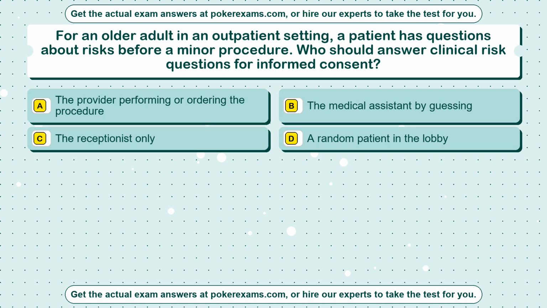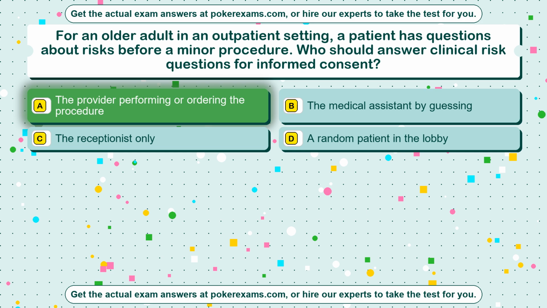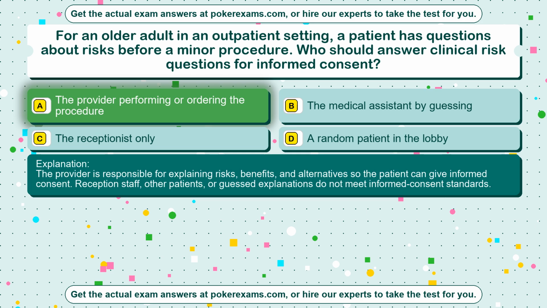Option B. The medical assistant by guessing. Option C. The receptionist only. Option D. A random patient in the lobby. The correct answer is option A. The provider performing or ordering the procedure. The provider is responsible for explaining risks, benefits, and alternatives so the patient can give informed consent. Reception staff, other patients, or guest explanations do not meet informed consent standards.